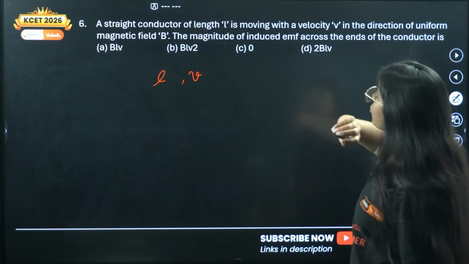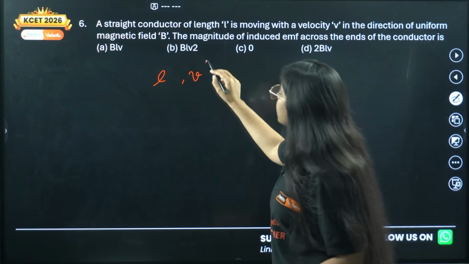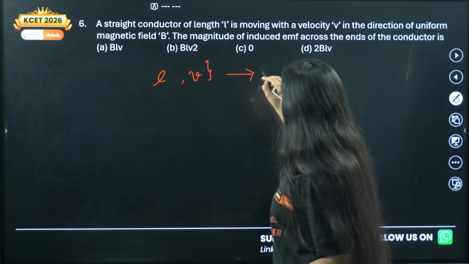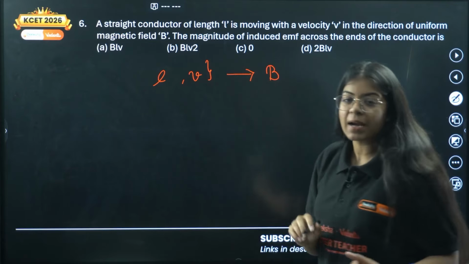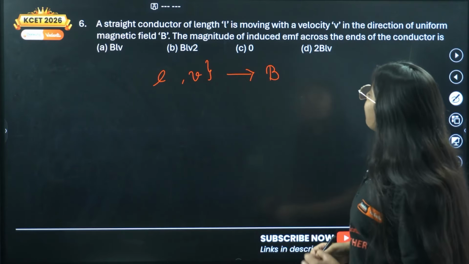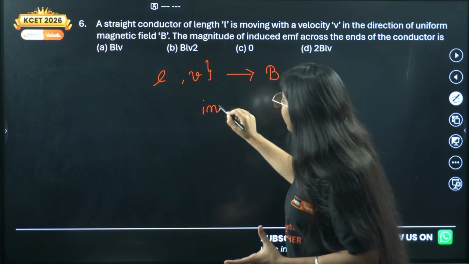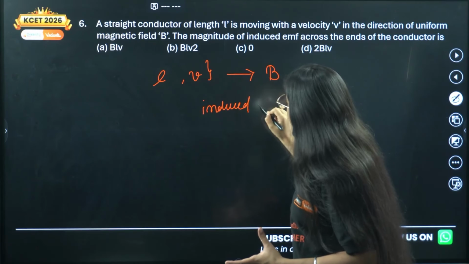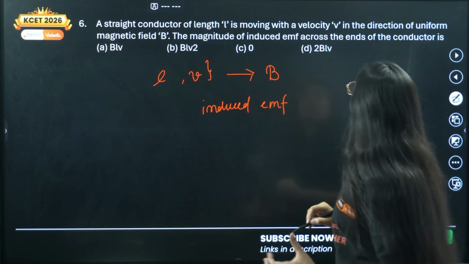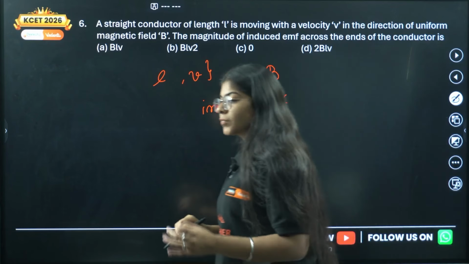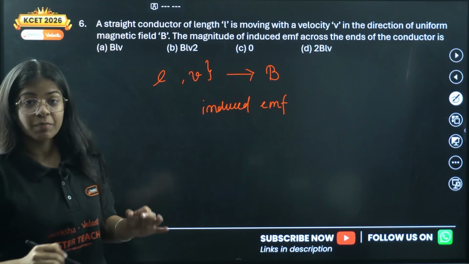Velocity V in the direction of uniform magnetic field. This conductor is traveling in the direction of uniform magnetic field. Correct? The magnitude of induced EMF. We want to see the magnitude of induced EMF across the ends of the conductor. Now, do you know the formula of induced EMF?